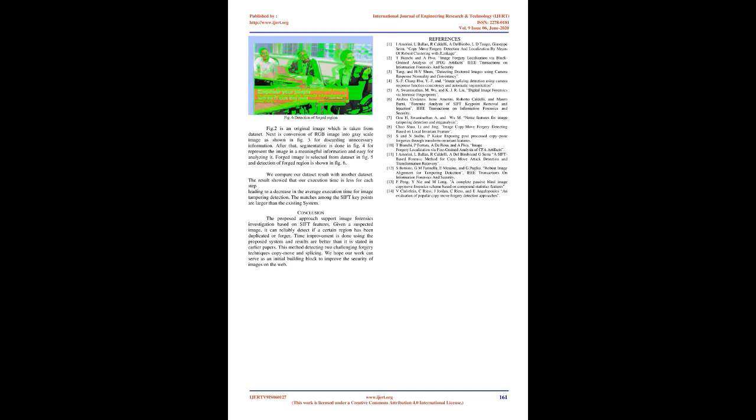Input image. Fig 1, depiction of CMFD flowchart. Experimental result. Fig 6, detection of forged region. Fig. 2 is an original image taken from the dataset. Next is conversion of the RGB image into a grayscale image, as shown in Figure 3, for discarding unnecessary information. After that, segmentation is done in Figure 4 to represent the image in meaningful form and make it easy to analyze. A forged image is selected from the dataset in Figure 5, and detection of the forged region is shown in Figure 6.